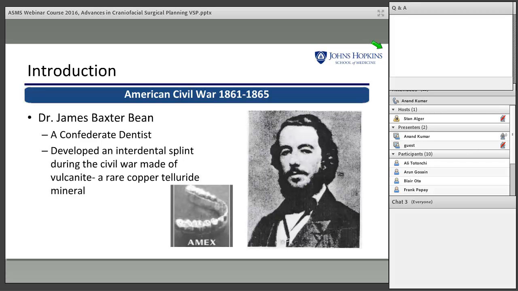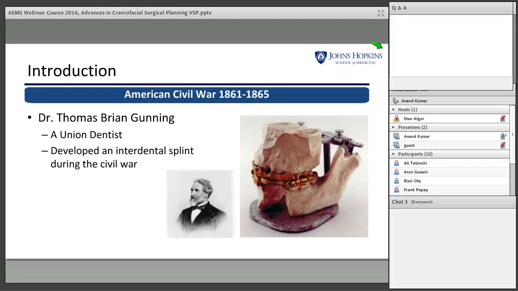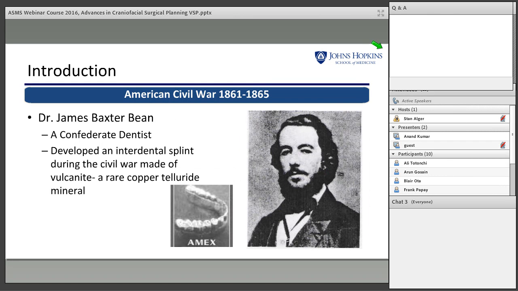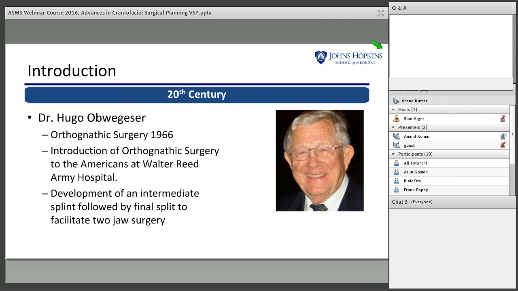But I guess history judges the winner, not the loser, and we all sort of talk about the Gunning splint, not necessarily the Bean splint. So let's look at, really, with dentofacial control came the need to be able to move the skeleton. And Hugo Obwegeser really gave us the tools for orthognathic surgery, if you will, sort of that lightning rod that Dr. Tessier did for craniofacial surgery.